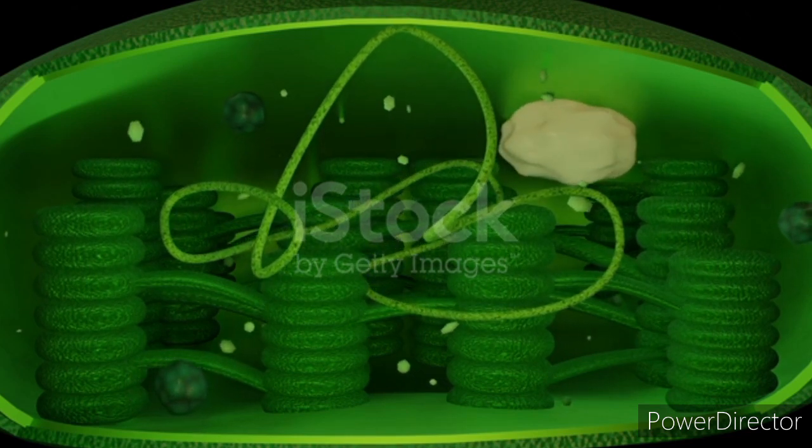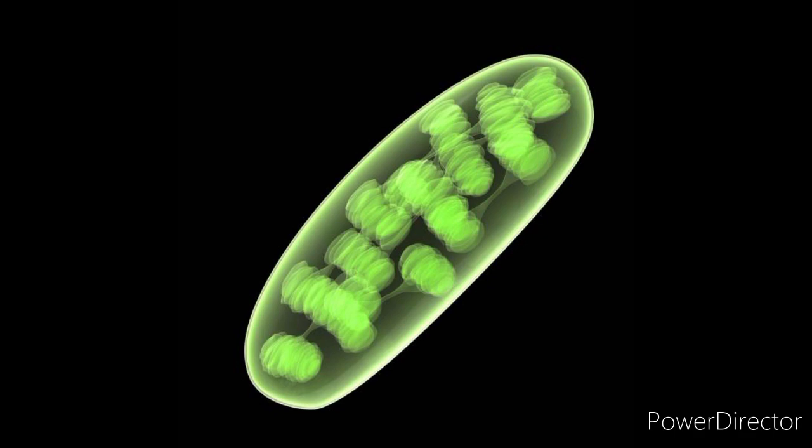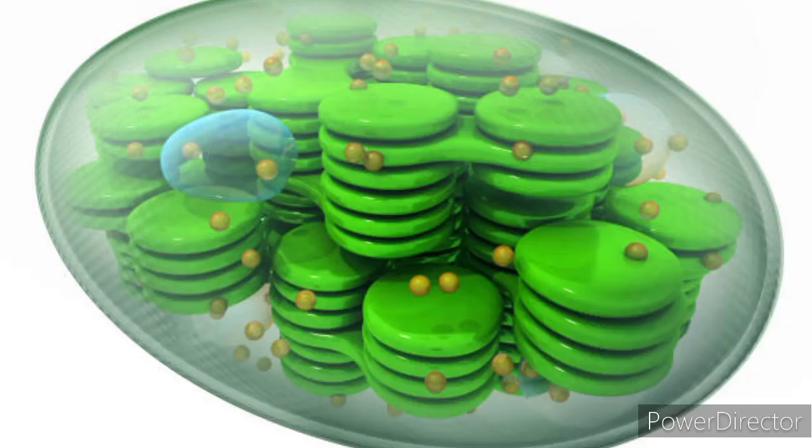Types of plastids. Plastids can be categorized into several types, including chloroplasts, chromoplasts, and leucoplasts. Each type has distinct functions and characteristics.